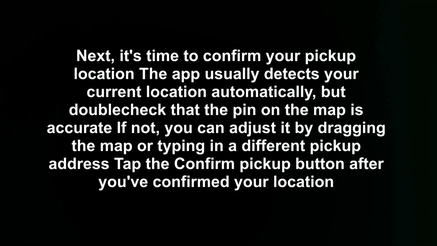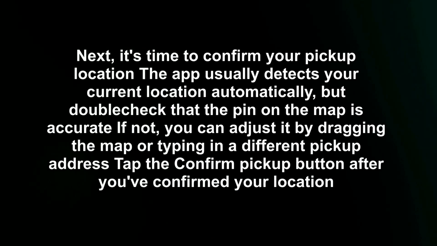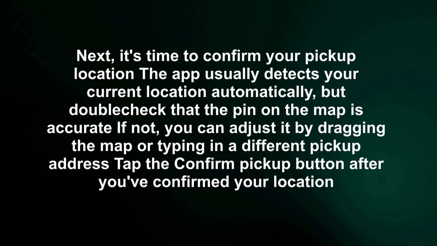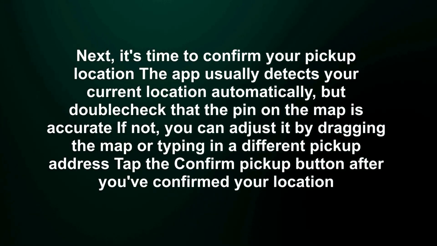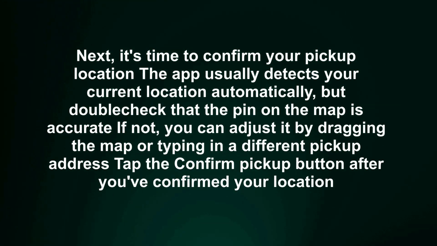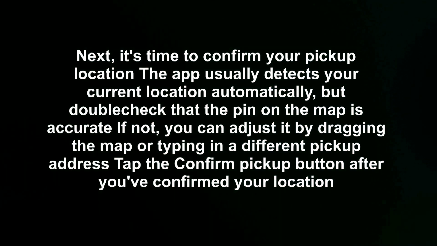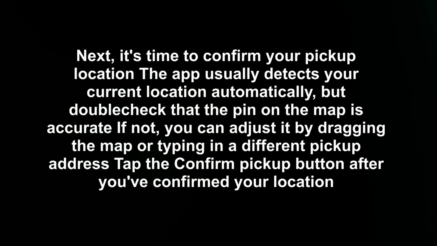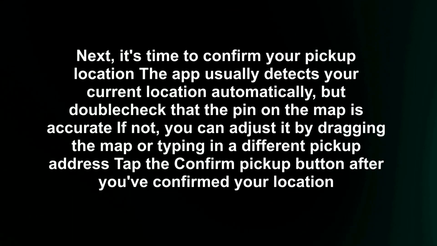Next, it's time to confirm your pickup location. The app usually detects your current location automatically, but double-check that the pin on the map is accurate. If not, you can adjust it by dragging the map or typing in a different pickup address. Tap the Confirm Pickup button after you've confirmed your location.